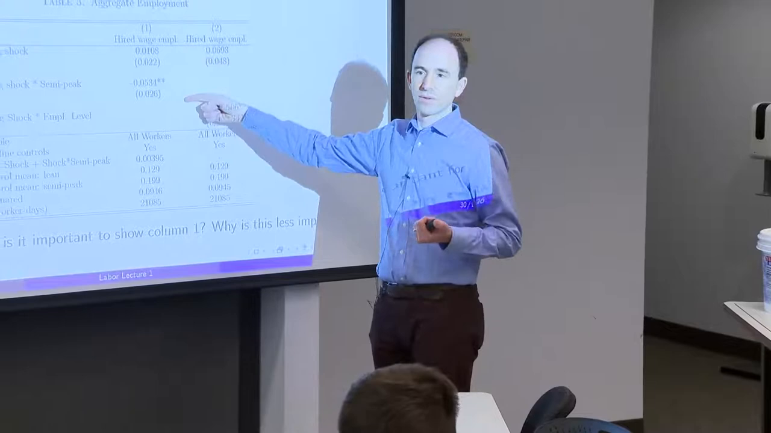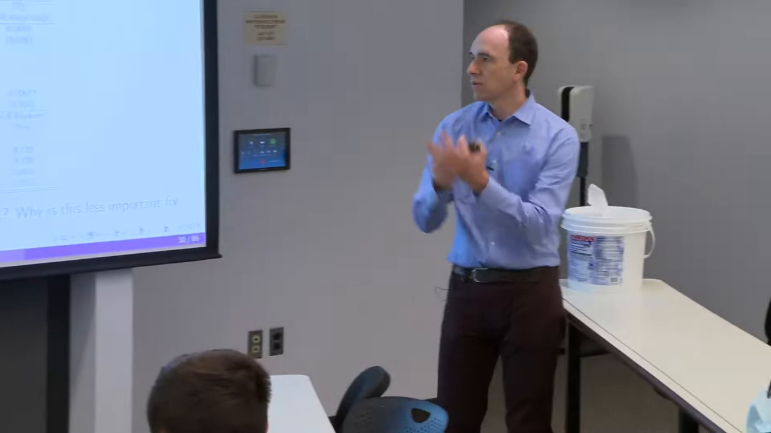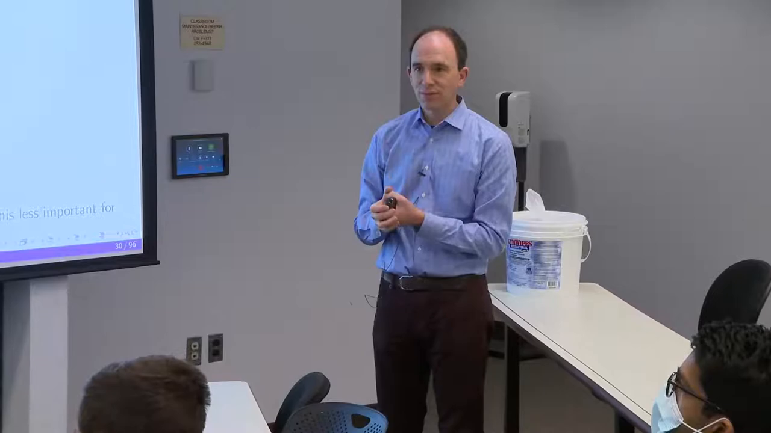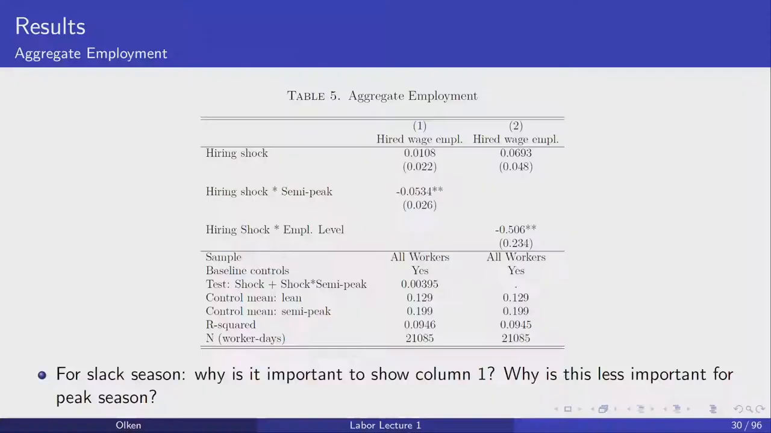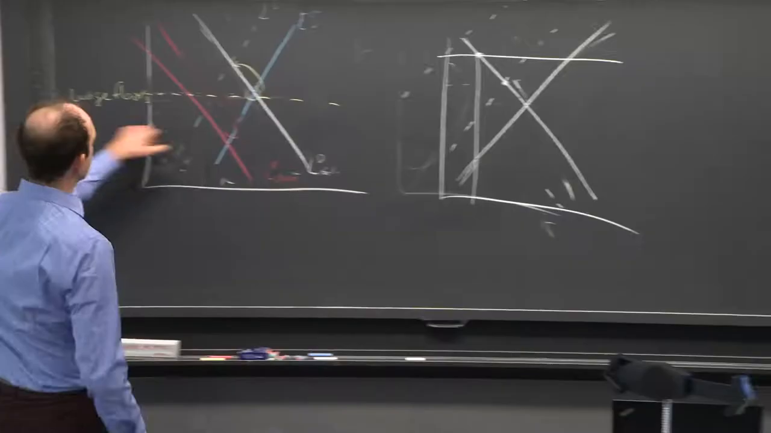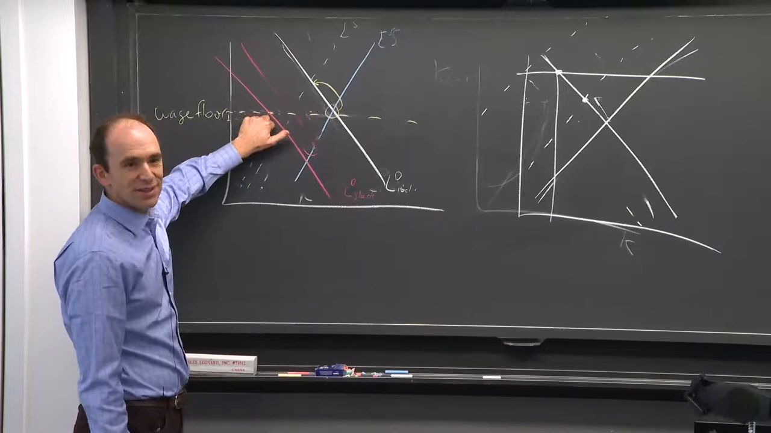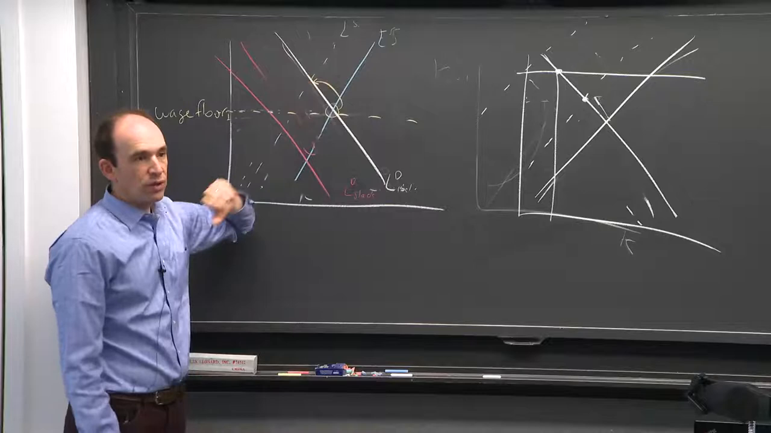So what is this telling us? Is that consistent with that or not? That's consistent with the left-hand graph. Exactly, it's exactly consistent with the left-hand graph. So what have we seen? In the non-peak period, we're stuck over here, nothing happens. In the peak period, it's going up. So in some sense, these two results are the key results.